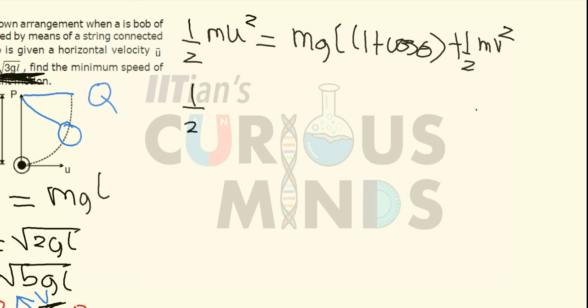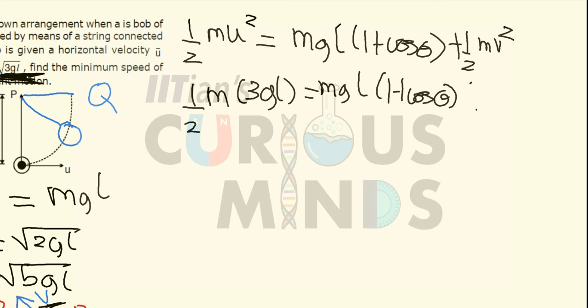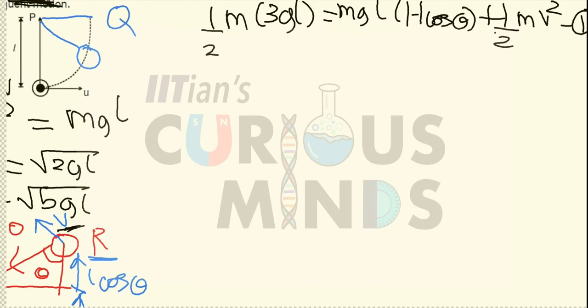Okay, so m into root 3, or I can say that 3 gl will be equal to mgl 1 plus cos theta plus half mv square. Let this be the first equation. I will substitute these values later. Let me continue with the next part.